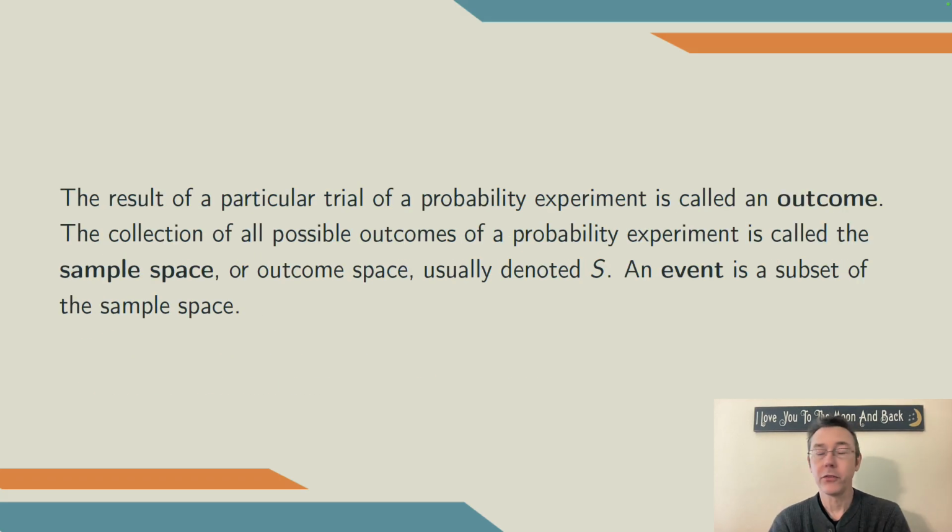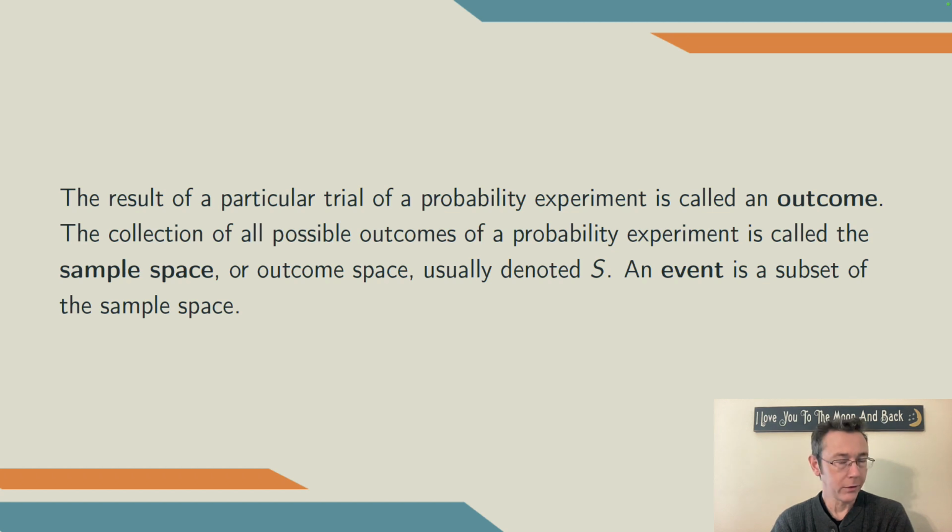The result of a particular trial of a probability experiment is called an outcome, and the collection of all possible outcomes of a probability experiment is called the sample space, or sometimes outcome space. And usually we denote that with S, a capital S. An event is a subset of the sample space.